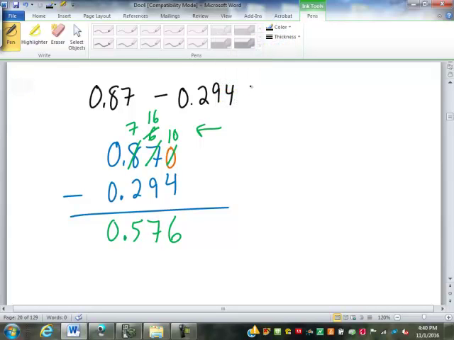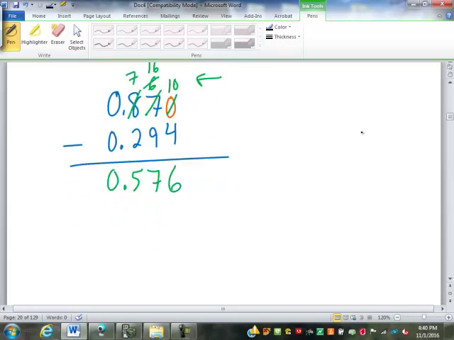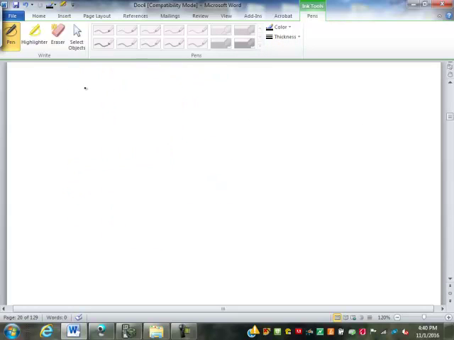I'm not going to pound you too bad with examples of addition and subtraction, but I am going to show you a couple of examples that are important, like this one.